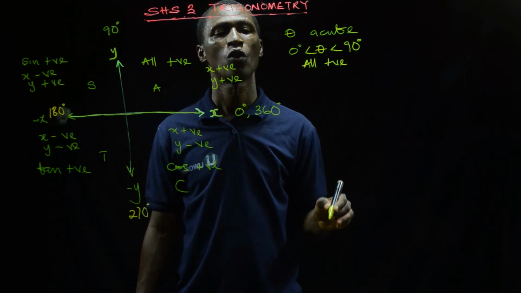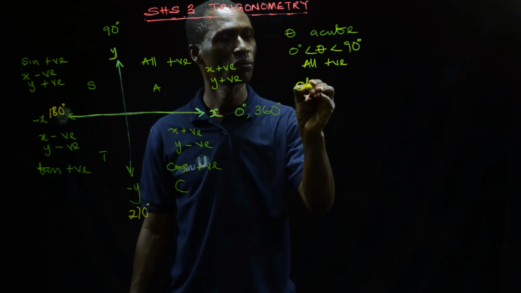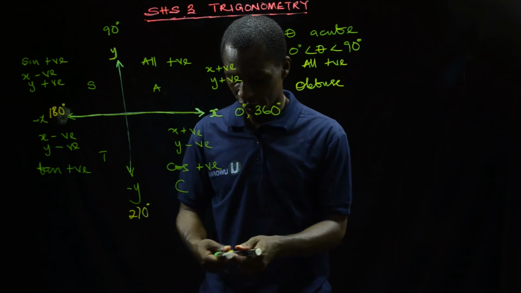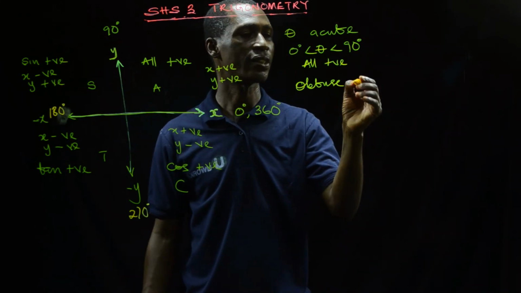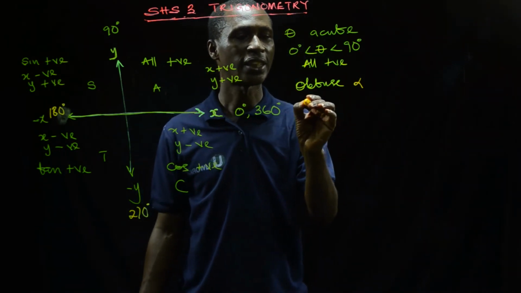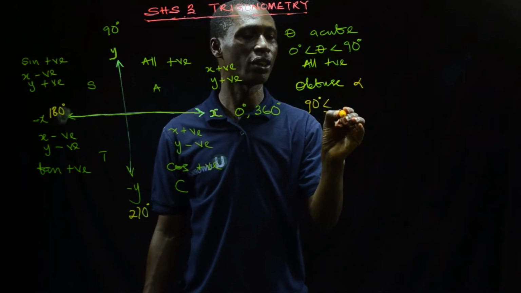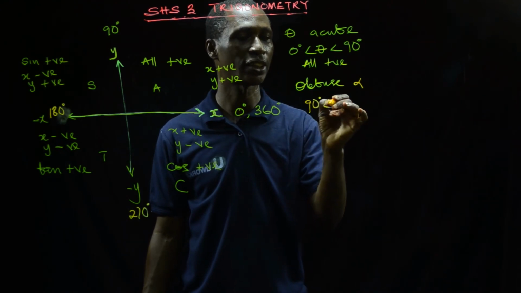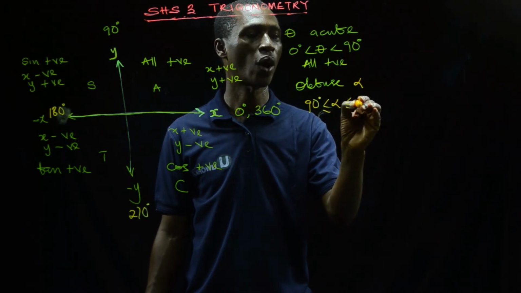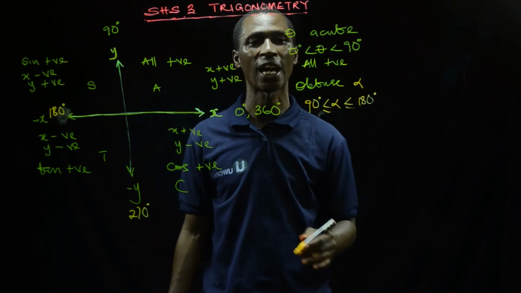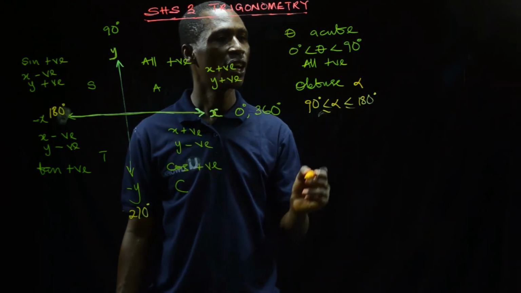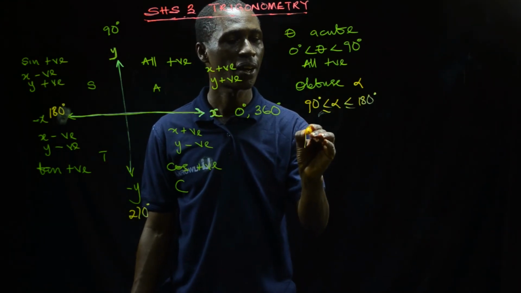When you hear obtuse, where theta or, let's say, alpha is obtuse, then what it means is that in that quadrant, 90 degrees is less than alpha, and alpha is less than or equal to 180 degrees. It means that the endpoints are inclusive. That is obtuse angle. Then, when the angle, let's say beta, is reflex.